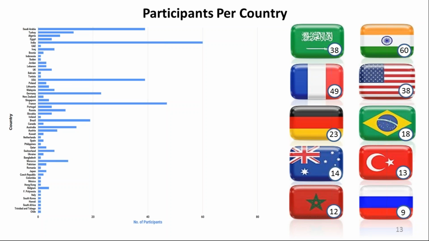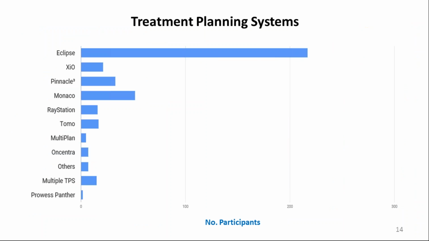Today's panelists are another example. We have Timothee and Ludovic, who are both from France, and from the States we have 40 people, who are also well known as best planners, and we have people from Germany, from Brazil, and different countries. As for treatment planning systems, close to 60% of all the planners participating in our competition were using Eclipse. We have Monaco, Pinnacle, RayStation, and other treatment planning systems.